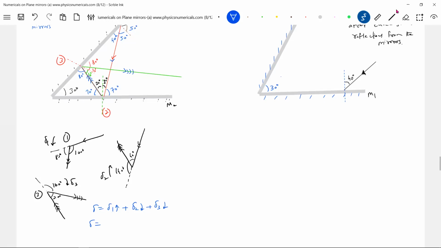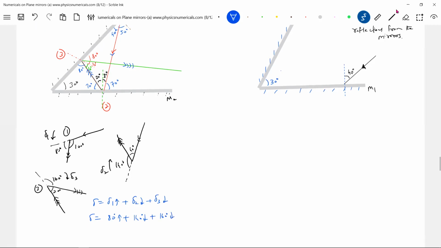Delta 1 will be 80 degrees anti-clockwise, delta 2 clockwise, delta 3 will be clockwise. So the total will be 300 minus 80 degrees. 300 minus 80, 220 degrees clockwise. Or 120 degrees anti-clockwise.